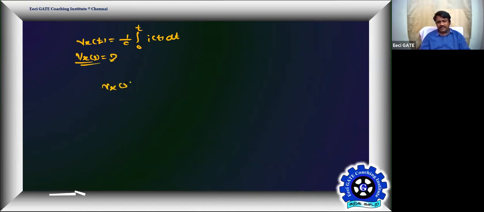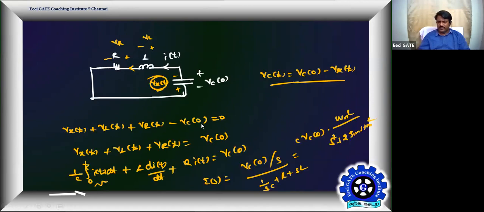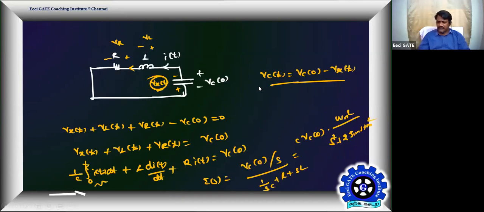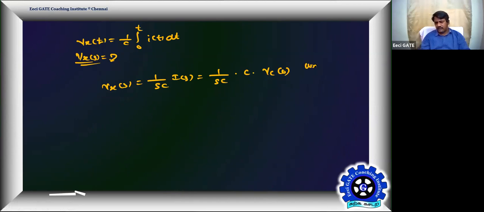So Vx of s is equal to 1 by sC into I of s. Substitute I of s, then 1 by sC into I of s is this, C into Vc of 0 into omega n square by s square plus 2 zeta omega n s plus omega n square. Then from this Vx of s is equal to, yes, C will get cancelled. Any mistake committed?